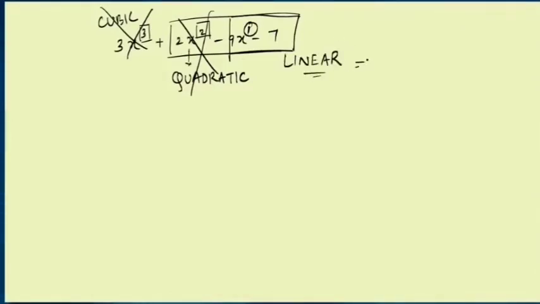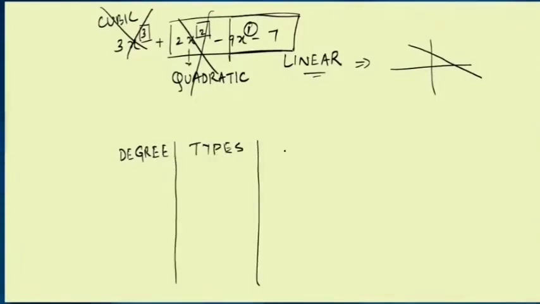So on the basis of their degrees, we can divide polynomials into 3 types: linear polynomial having 1 degree, quadratic polynomial having 2 degree, and cubic polynomial having 3 degree. Why are these called linear polynomials? Because when we draw the graph of these polynomials, we will get a straight line.